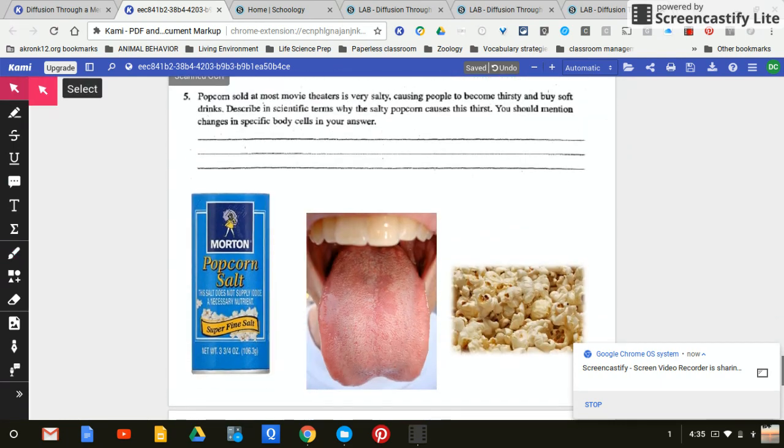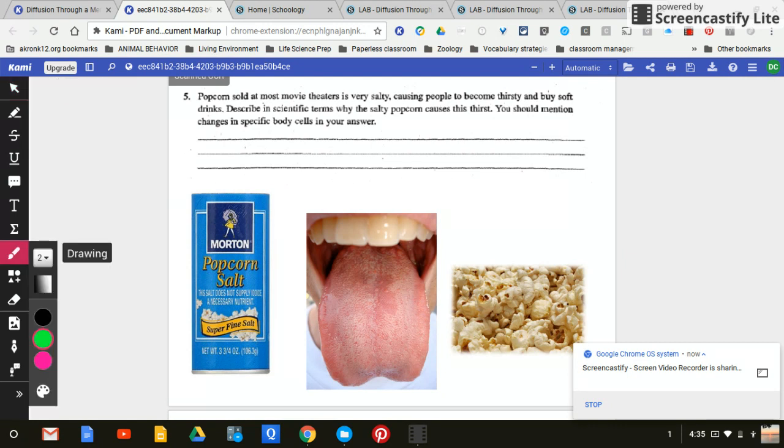Moving on to question 5, going to the movies. So it says popcorn sold at most movie theaters is very salty, causing people to become thirsty and buy soft drinks. Describe in scientific terms why the salty popcorn causes this thirst. You should mention changes in specific body cells in your answer. Well, the immediate cells you can think of, just based on the picture, are tongue cells. So why don't we use that for our example?